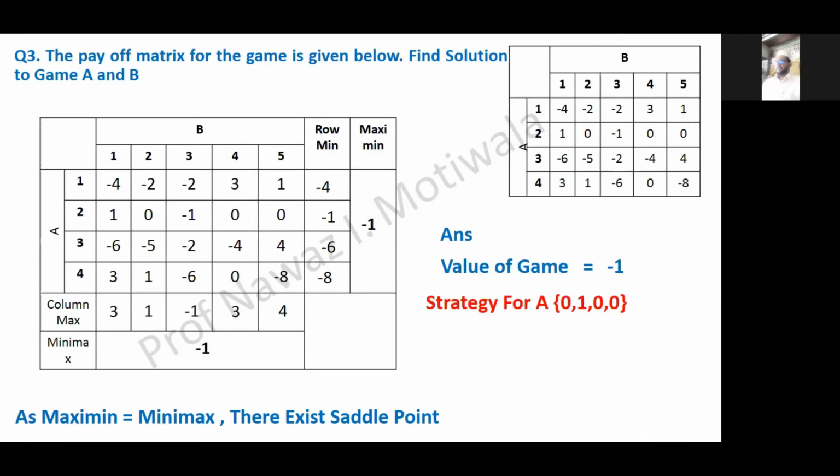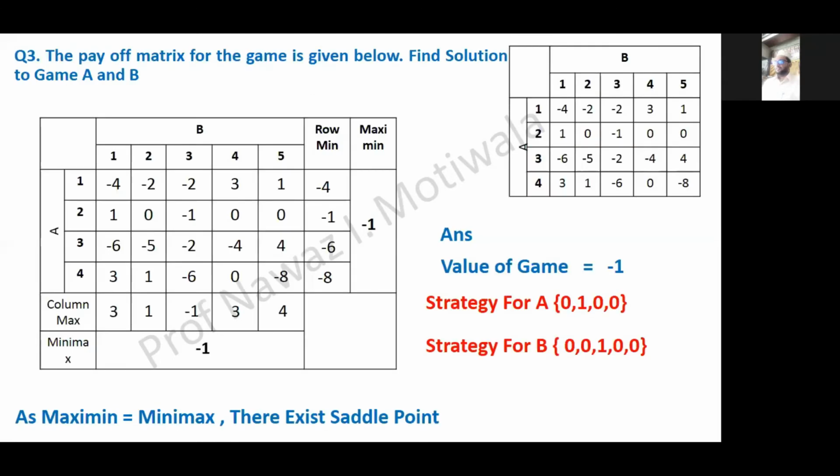Strategy for A. You can see -1 appears in the second strategy. So hence it is written as 0, 1, 0, 0 out of 4, we will adopt the second strategy, hence 1 is written on second. Similarly, if you see for B, there are 5 strategies and he is selecting the strategy of -1, which is on the third strategy. So I will write the answer as 0, 0, 1, 0, 0, and this completes the solution.